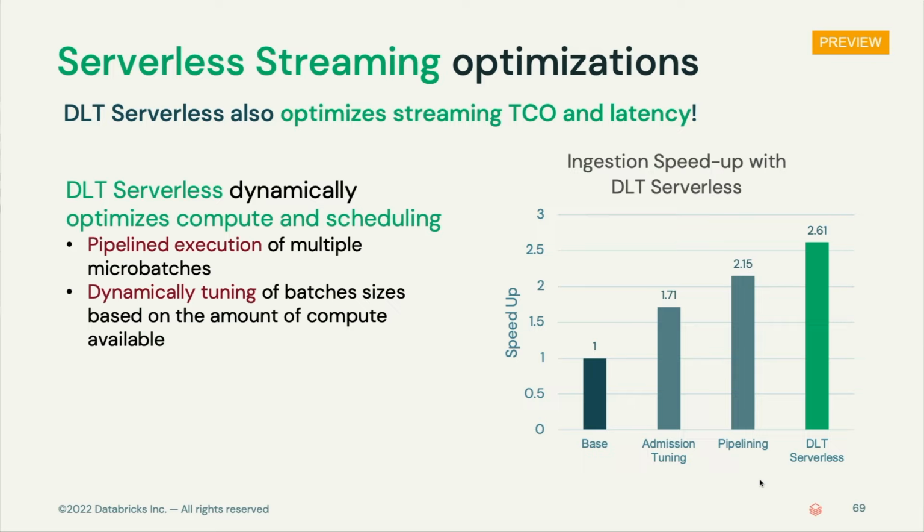If you look at these 2 techniques, we're comparing to a baseline of 1, how long it took. Just by tuning the admission control, how big each batch is, based on the amount of compute that was available, we were able to get a 1.7x speed up. And by adding this new and more intelligent scheduling that we call microbatch pipelining, you're able to get another 2.15. When you put them together, it's actually 2.6 times more efficient to run your streaming queries on DLT serverless.